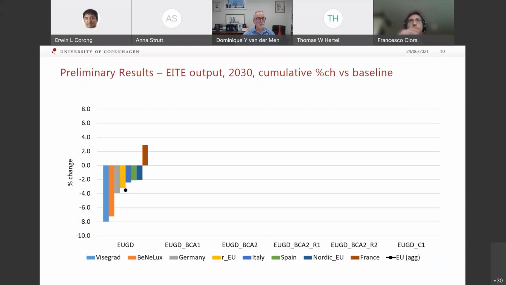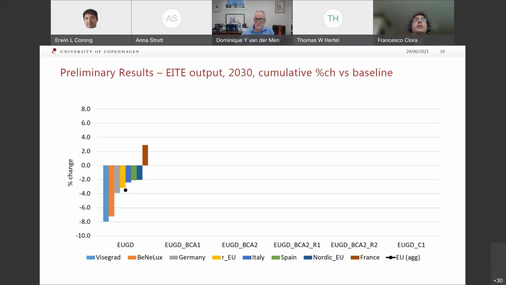So, for example, thanks to the high share of nuclear in its electricity mix, France's electricity price is not strongly affected by the EU-wide EU ETS carbon price, whereas Visegrad countries such as Poland still have a high share of coal in their energy mix, and this also affects the energy intensive sectors.